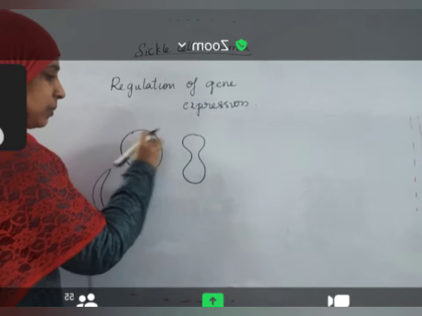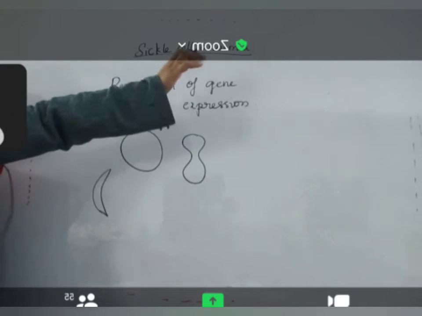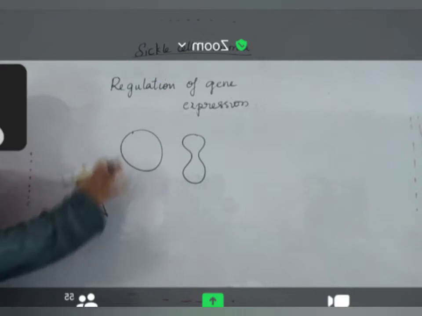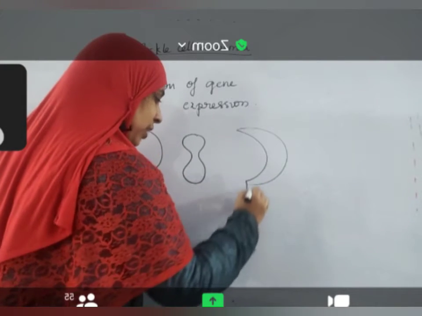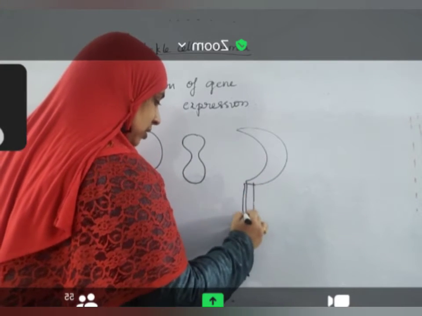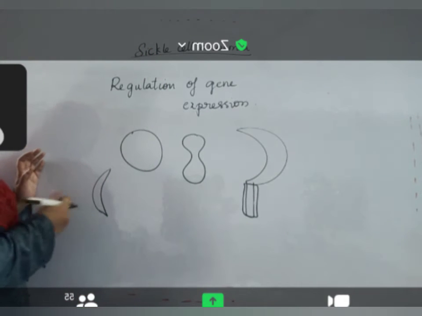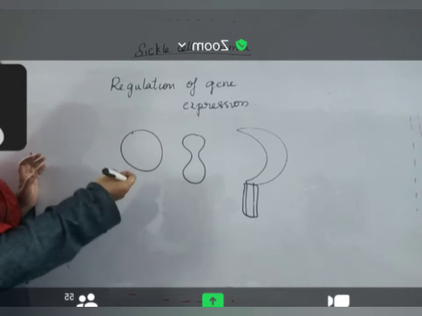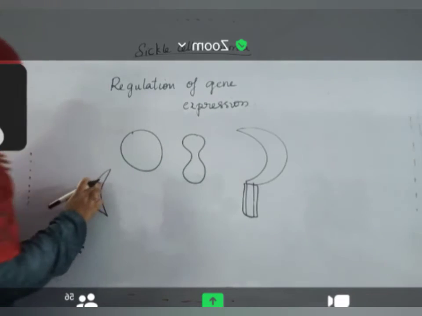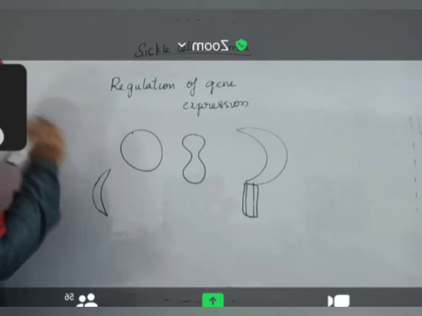This is an RBC's normal shape. This is an RBC of patients who are affected with sickle cell anemia. What is a sickle? For cutting grass, this type of knife is used. What is it called? Kodavali. In Telugu, it is called Kodavali. The cell is taking the same sickle shape, so that is why it is called sickle cell anemia.